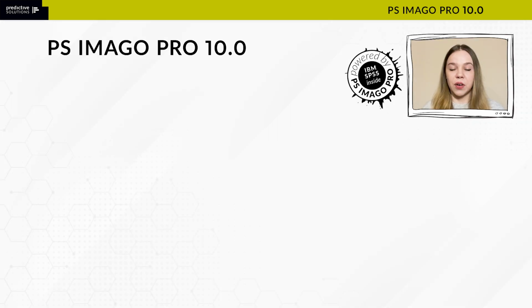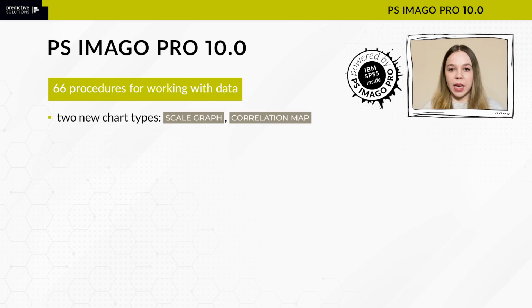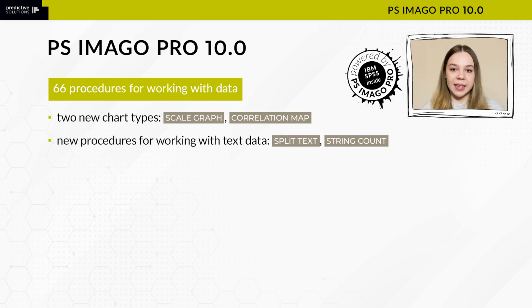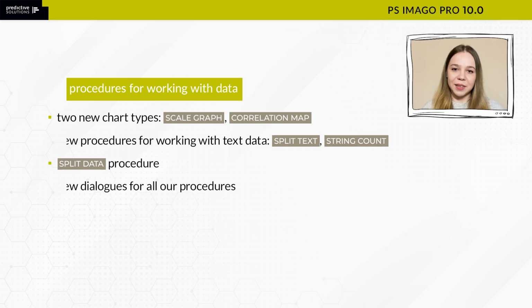In the latest version, PS IMAGO PRO 10.0, with the SPSS Statistics 2902 engine, you will find 66 procedures for working with data. Among them are two new chart types that are not only attractive but also extremely useful, namely the scale graph and the correlation map, new procedures for working with text data, split text and string count, a split data procedure to help organize data, and new dialogues for all our procedures. Now it's time for the details.